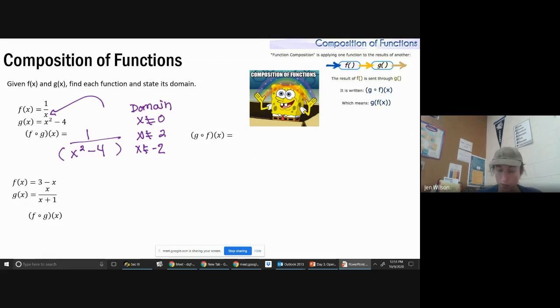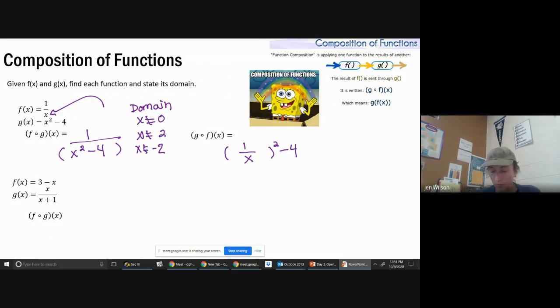All right, so on the next one, we're going to embed. This time, we're going to put g as the big function. F is going to go inside it. So g is blank squared minus 4, and f is going inside it. F is 1 over x. And you could simplify that as 1 squared over x squared. I don't know if it's that much simpler to do that.